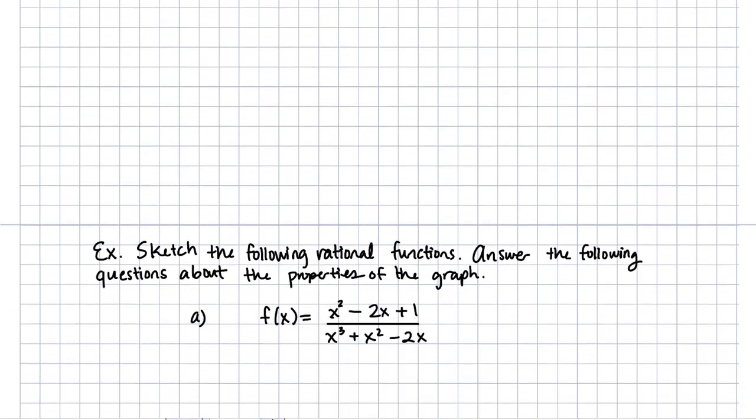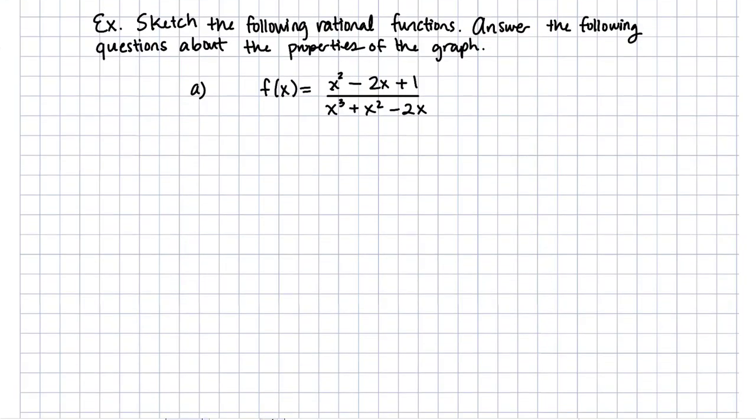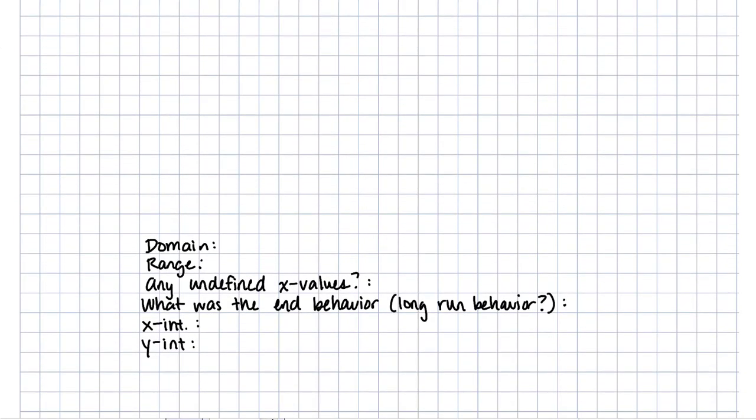So let's jump into graphing some examples of these. We're going to sketch the following rational functions, and we will answer the following questions about the properties of the graph. So the properties that we're just going to make special note of are the domain, the range, any undefined x values, what was the end behavior, the x-intercept, and the y-intercept. And I'm just asking you these questions to get practice with this vocabulary, and there are certain things that are important properties about the rational functions.